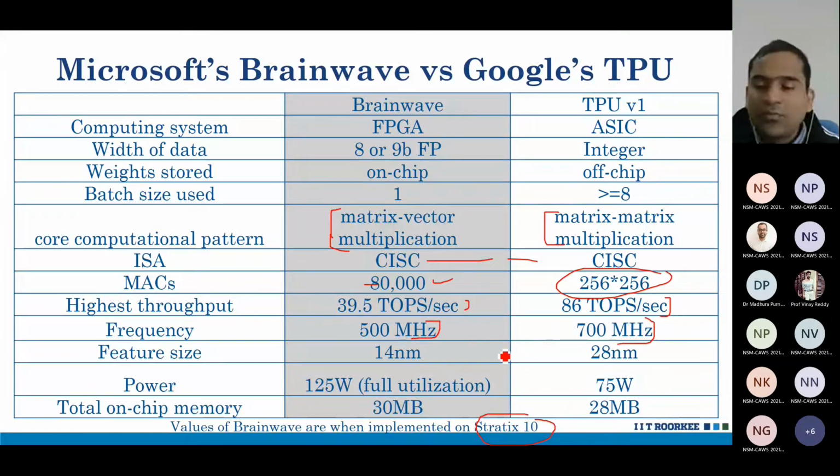Frequencies are comparable. As you know, we can't increase the frequency too much because power increases superlinearly. And power consumption here is very small. Here it is somewhat large. Depends on the FPGA. And here, total on-chip memory, you have to add that 24 megabytes plus 4 megabytes. So that's 28 megabytes. And here, the block RAM is 30 megabytes in total.